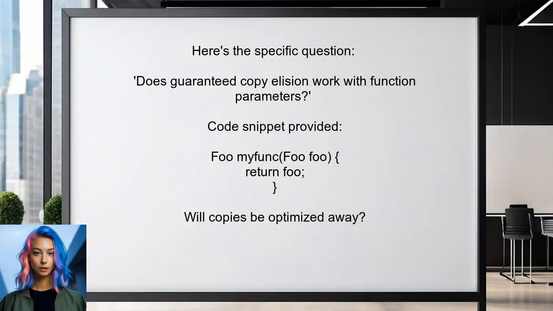Let's look at the specific question at hand. One user asked, does guaranteed copy elision work with function parameters? They provided a code snippet and wanted to know if copies would be optimized away when passing arguments to a function. Sound familiar? Let's explore this together.